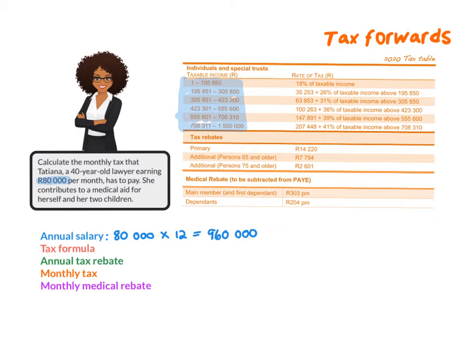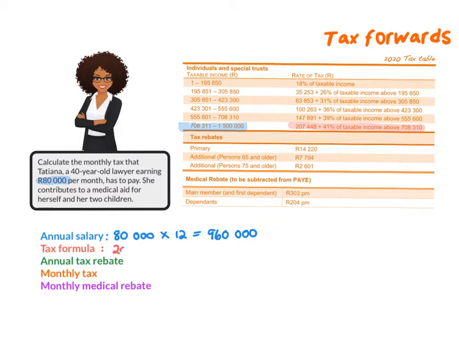This places Tatiana in the last category over here, which means the formula that applies is the one right at the bottom. So just to make it a little bit easier, let's just rub out these ones over here to show that she falls into the last category according to her salary. And now we're going to use the tax formula given to us on the right hand side of the table.